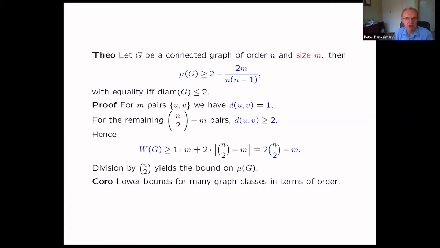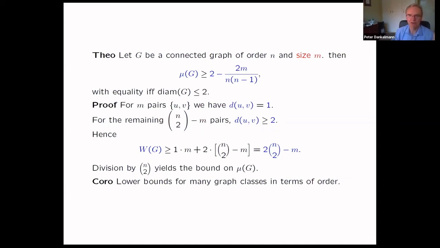So we have n choose 2 unordered pairs of vertices in our graph. Of these n choose 2 pairs of vertices, we know that m pairs are at distance exactly 1. Those are the pairs of adjacent vertices. We know we have m edges, so we have m pairs of adjacent vertices. For the remaining n choose 2 minus m pairs, the distance must be at least 2. So we have a lower bound of 2 for all other distances.